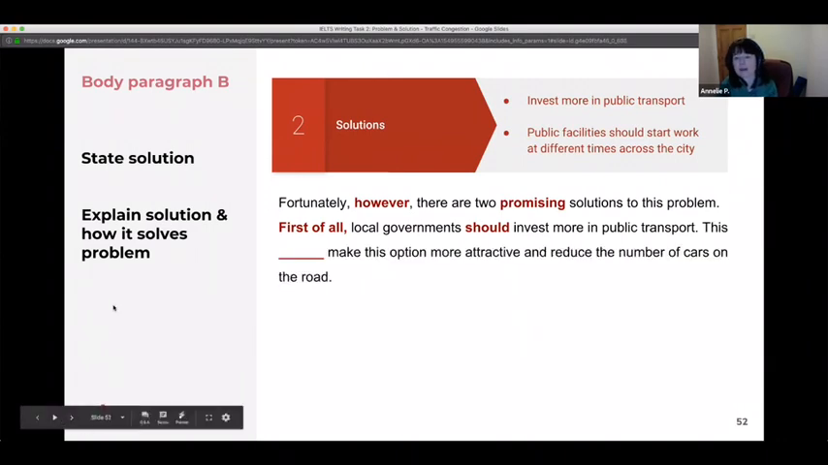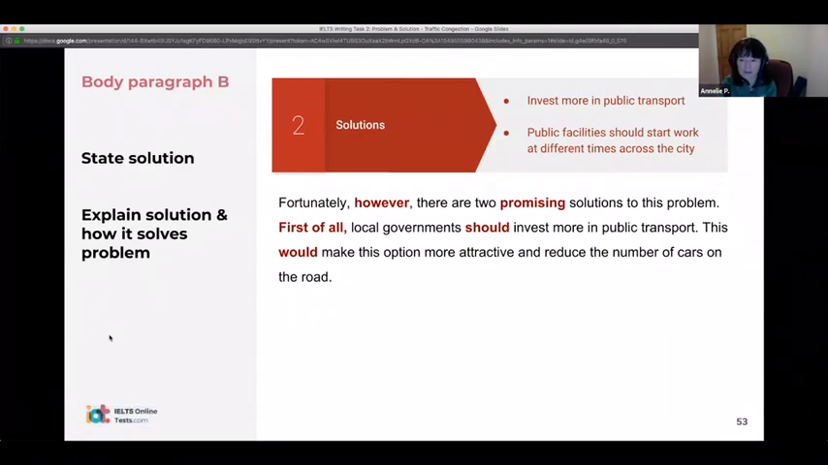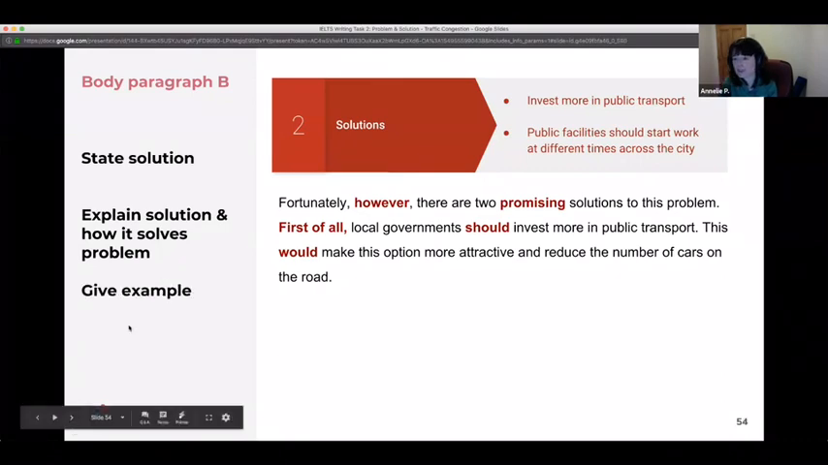Okay. So what can we put there? Think about your grammar. Okay, very nice. So this would, again, it's hypothetical, so would is a little bit better than will. So would make the option more attractive. Could, Ram, that would work as well. Okay. And then we can give a concrete example. Might would work as well, Sijan, that would be fine.